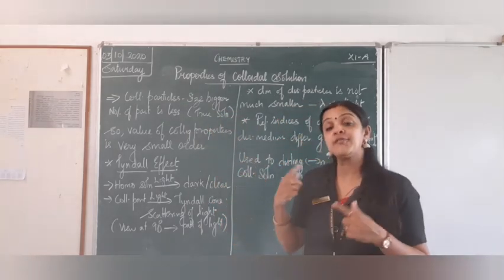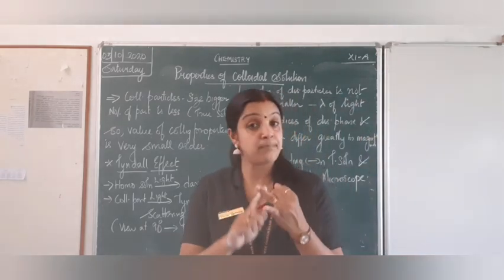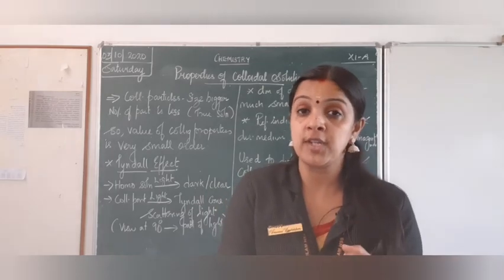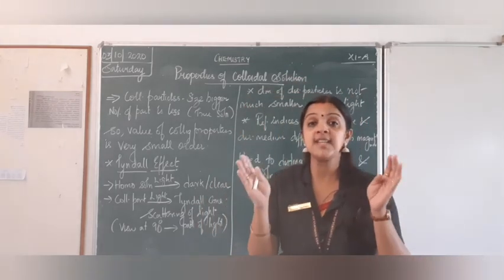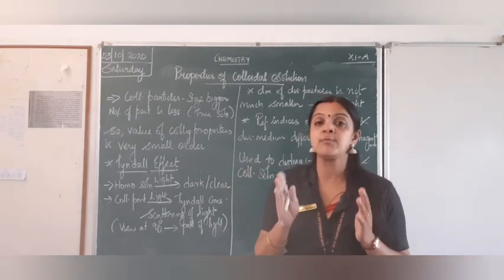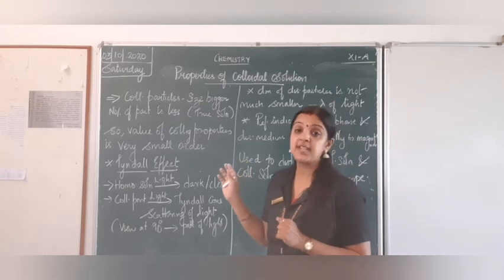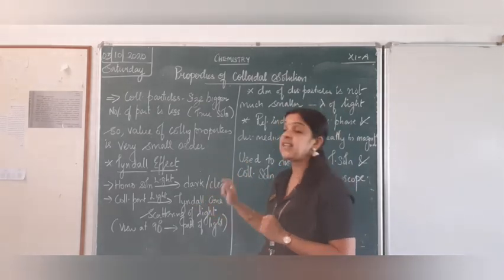So what happens to the value of colligative properties like elevation in boiling point, depression in freezing point, osmotic pressure, relative lowering of vapor pressure? All these values will be very, very less. It will be of a small order. So that is with respect to colligative properties. The next property is Tyndall effect.